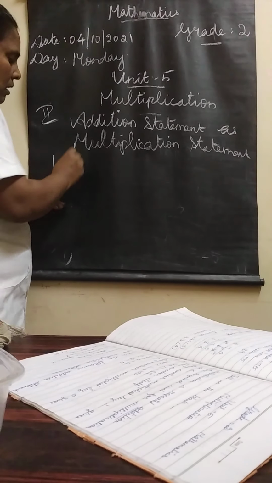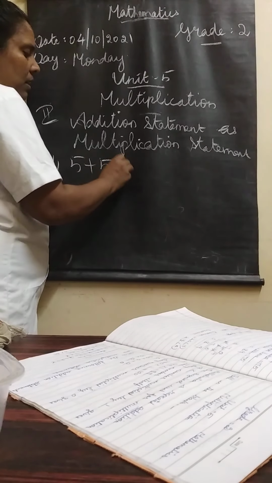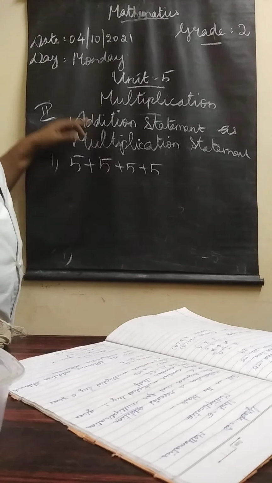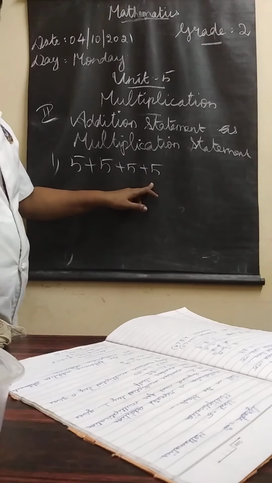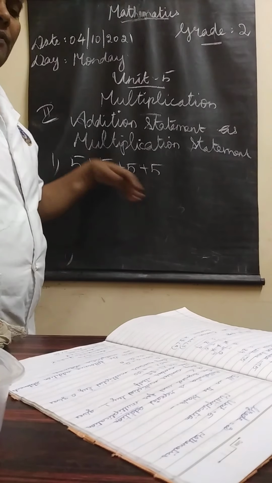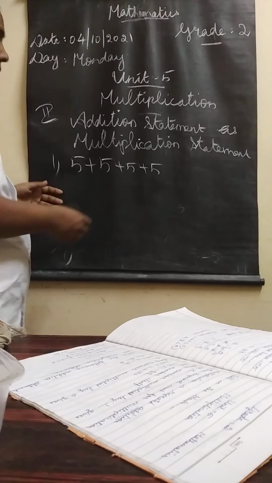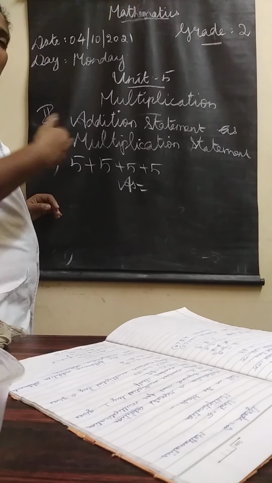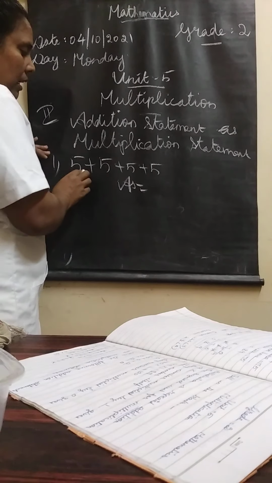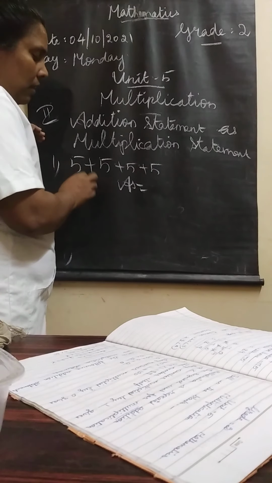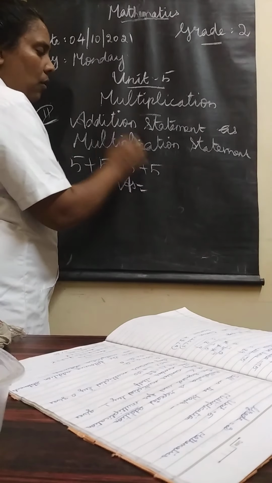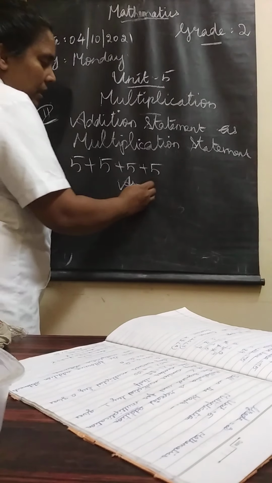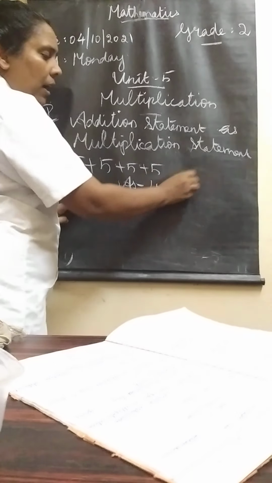Listen to the first one. The question is 5 plus 5 plus 5 plus 5. Now the question is given in addition statement. How do we have to write the answer? We should write the answer in multiplication statement. So listen, how can you write the answer? First you should count the number. Okay. So here, how many times did I write 5? 1, 2, 3, 4. 4 times I wrote 5. Okay. So the answer is 4 into 5.